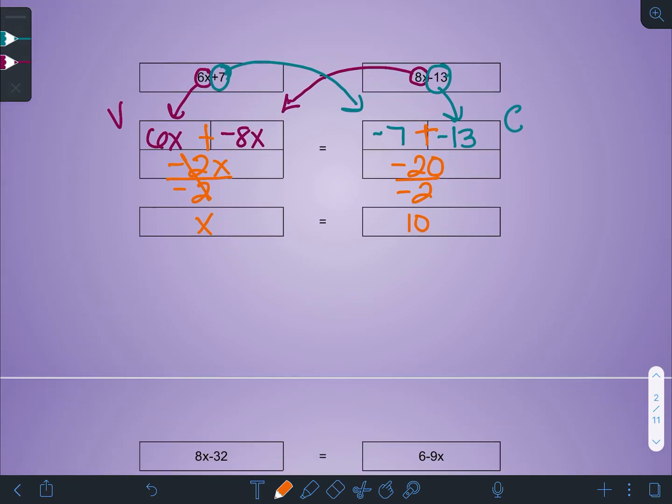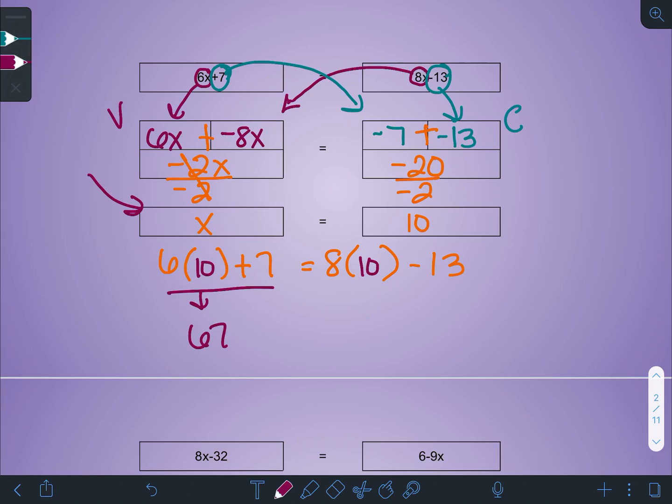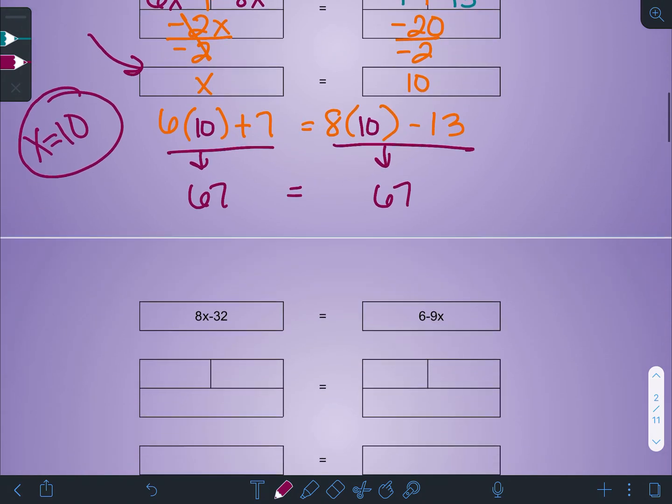Now, just like we've been doing, to check your answer, you can still check your answer doing this. So I'm rewriting my equation. Anywhere I have an x, I'm putting parentheses, and I'm going to substitute in what I got for x, which was 10. So I basically have 6 times 10 plus 7, which gives me 67. I have 8 times 10 minus 13, which gives me 67. Since both of those numbers equal each other, I know that for sure x is equal to 10. I've proved that answer. Now, I'm going to look at this next one here.